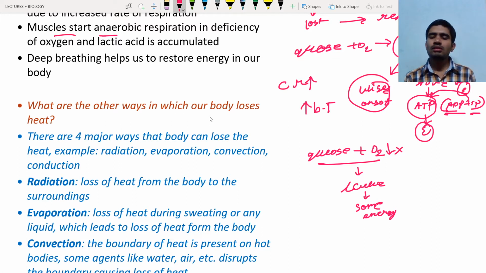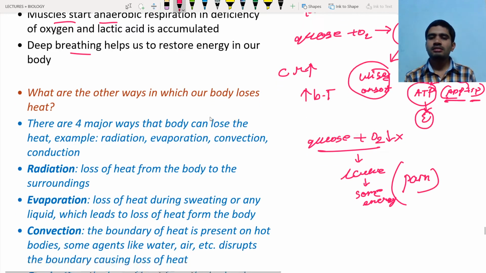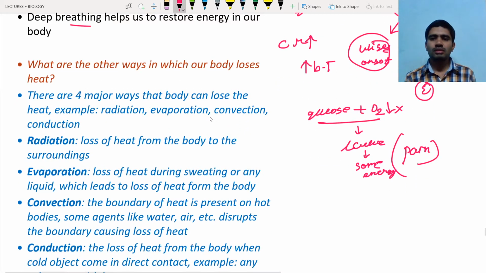So this is the process. As a result, lactic acid is produced, and it gives some pain in the muscles. As a result, the athlete or the person doing the exercise stops exercising. Deep breathing helps us to restore the energy in our body. Again, we need some amount of energy to remove all this.